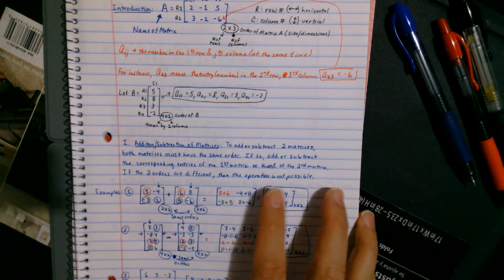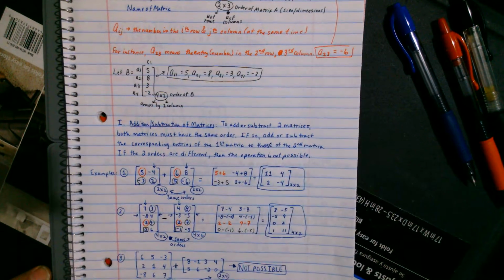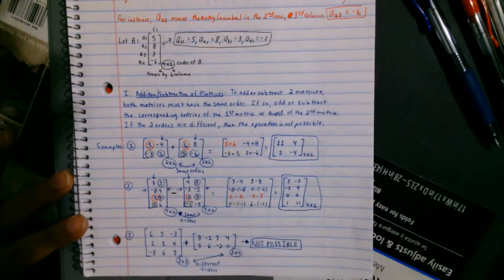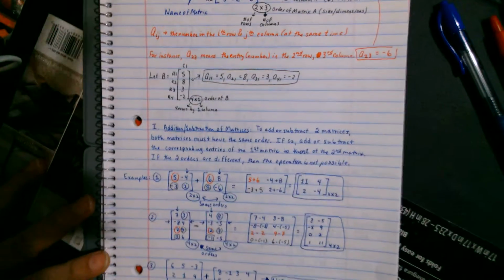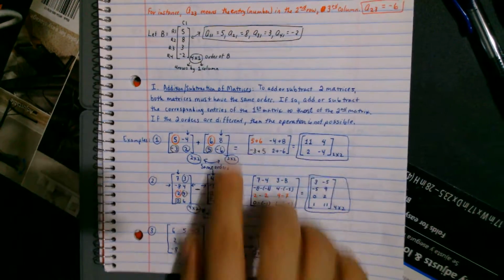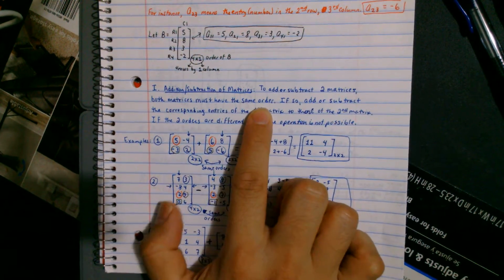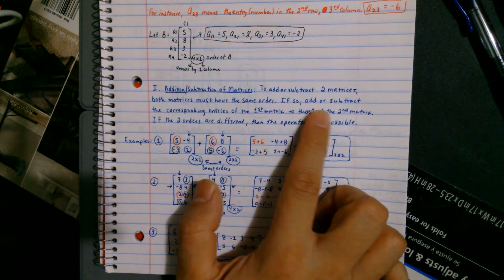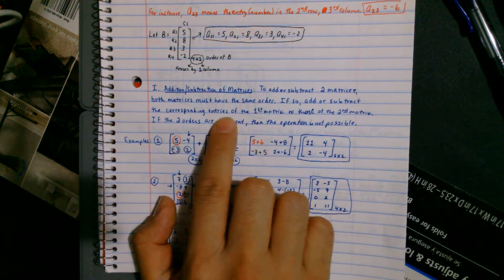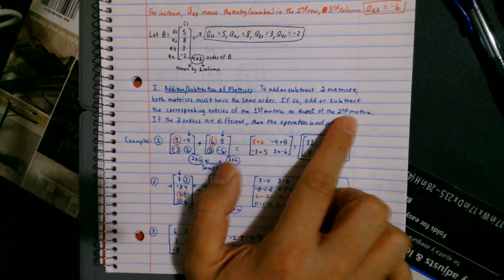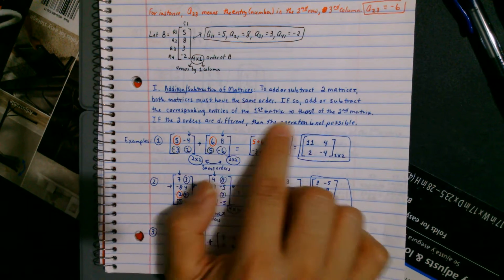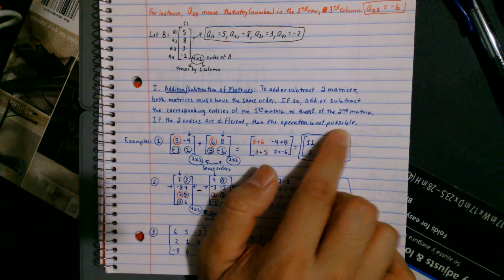Now, to take 2 boxes, 2 matrices that you see down here, and to be able to add or subtract them, you have 2 matrices that have to have the same order. They have to be the same size, the same number of rows, same number of columns. If they are, then you add or subtract the corresponding entries of the first matrix to those of the second. If the 2 orders are different, then you cannot do it. You write not possible.